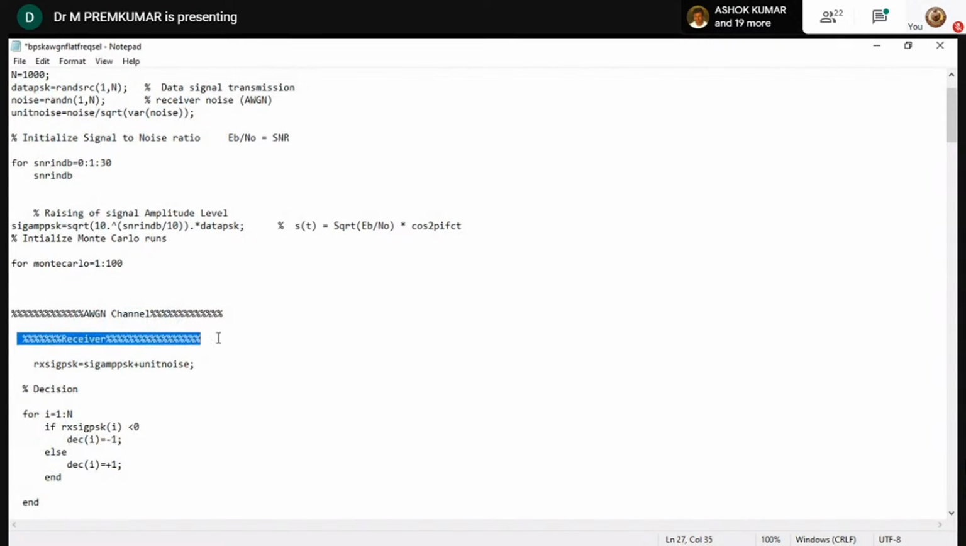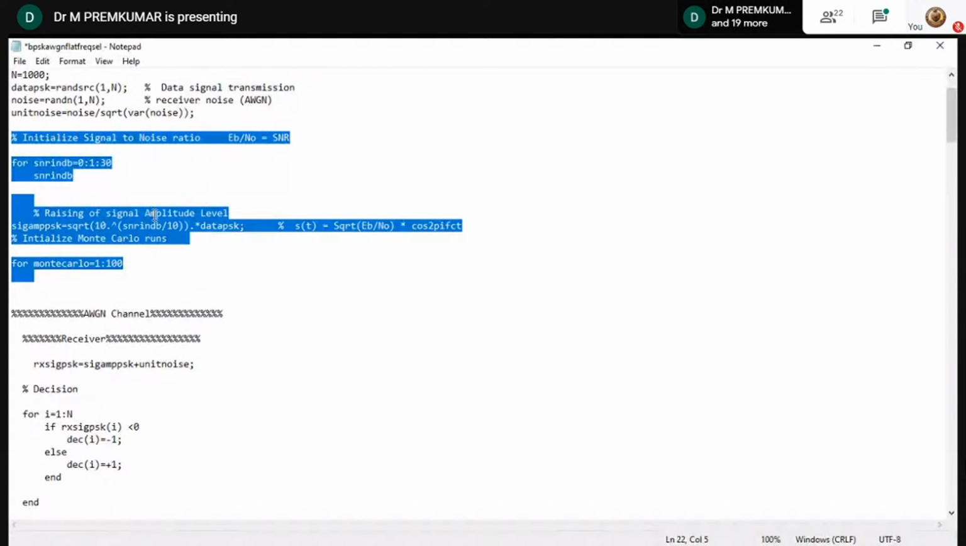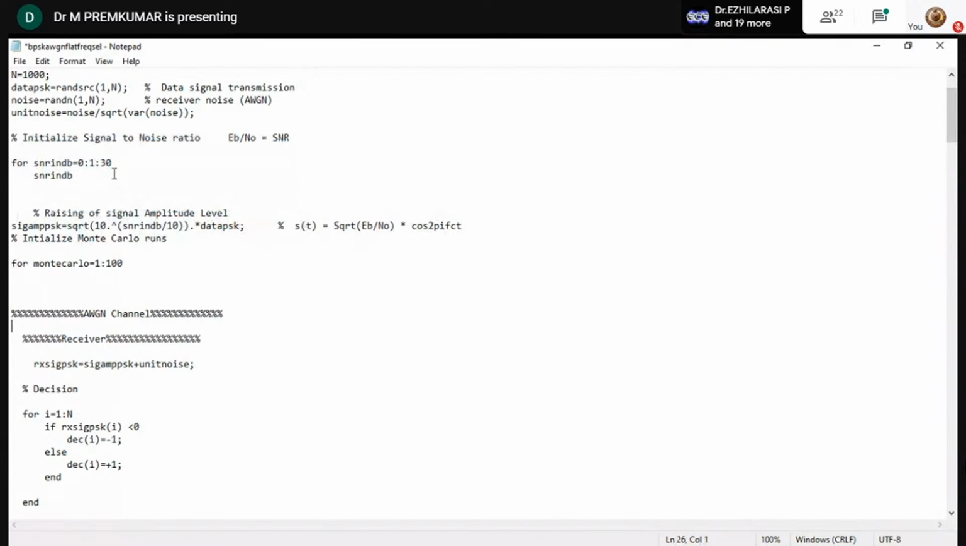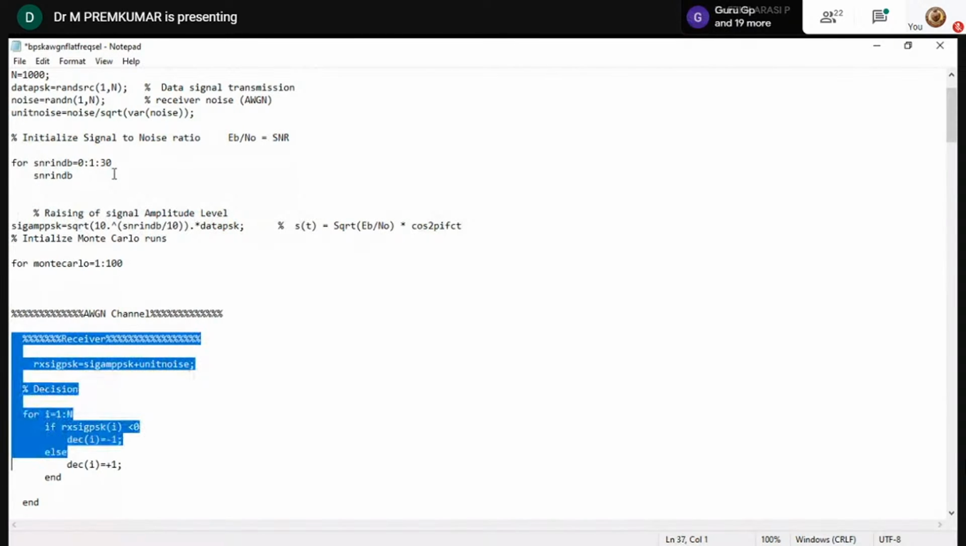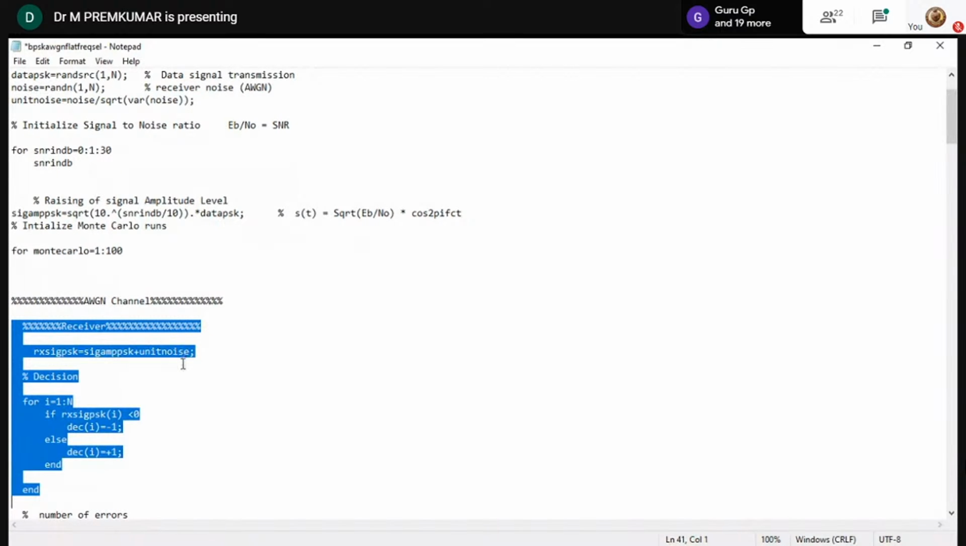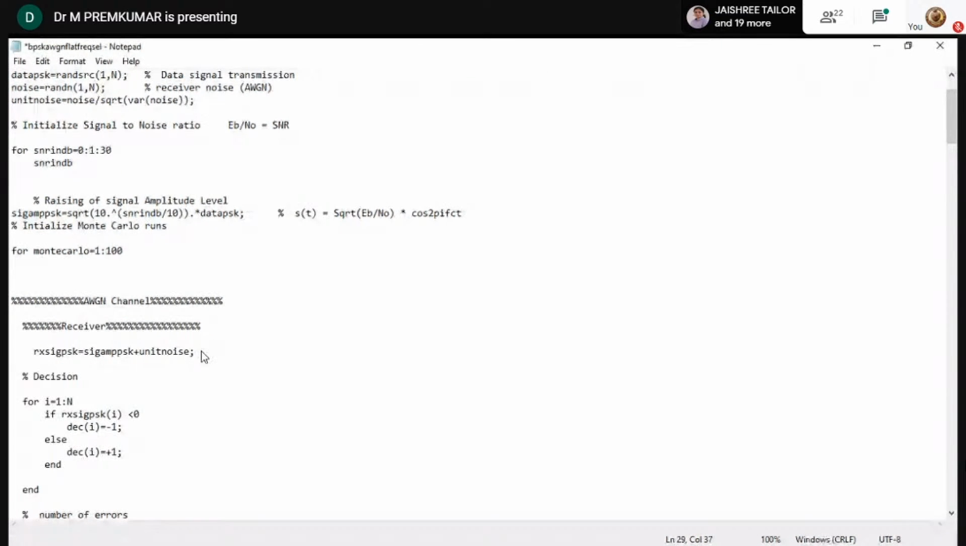From this, we have the receiver. From here to here, this highlighted part, you have the transmitter. Then from here, you have the receiver. This is the received signal model. R is nothing but S of t plus N of t. Here H is considered to be 1.